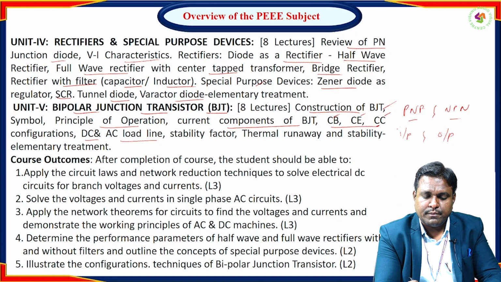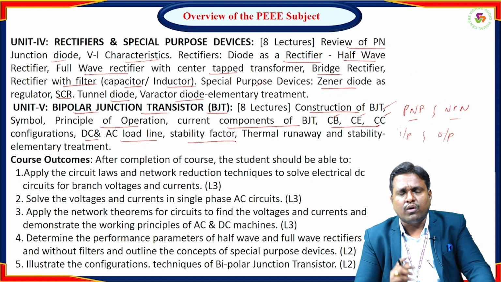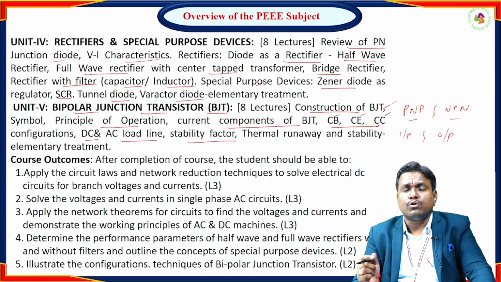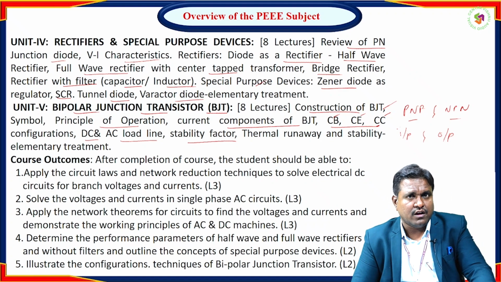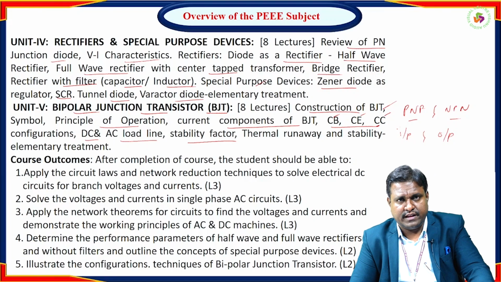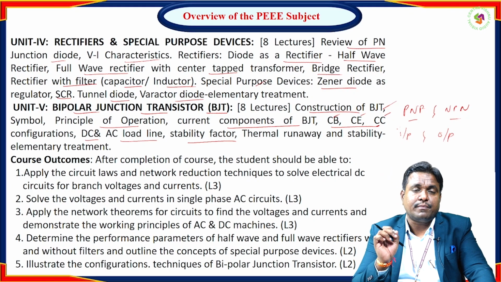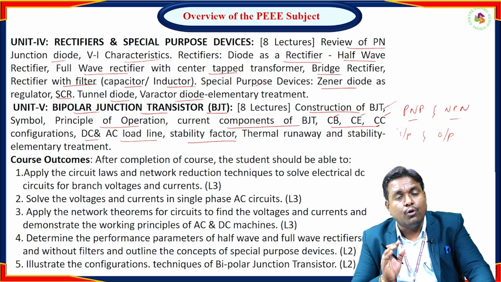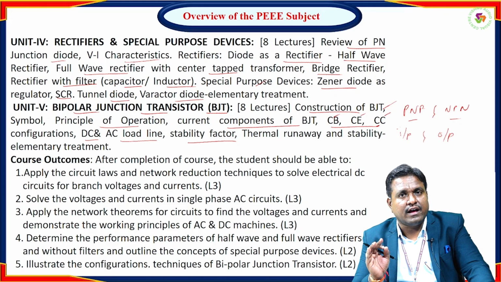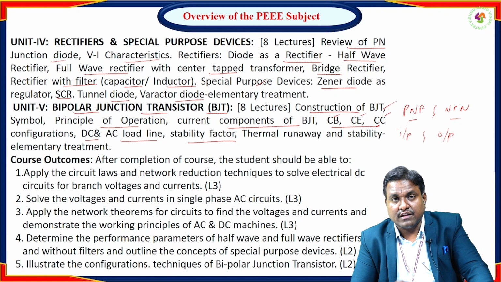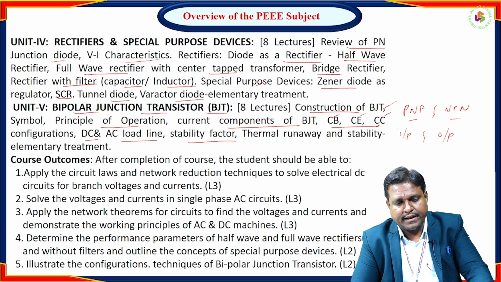Next comes the important point, which is the stability factor. What is a stability factor? What is the need to go for stabilization of the transistor? All these points we are going to study here. So the main objective is to maintain the stabilization of the transistor. How to maintain the stability as a constant for the transistor, that we are going to study over here.